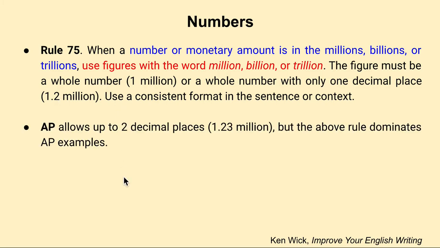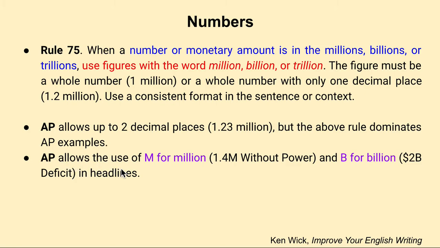So, but just to note that the AP style book does allow up to 2 decimal places, like 1.23 million. But the rule above, meaning just a whole number or one decimal place, does dominate AP examples, which makes you think that they really just want you to follow the above rule, but it does allow up to 2 decimal places. All the other style books, it's this above rule.